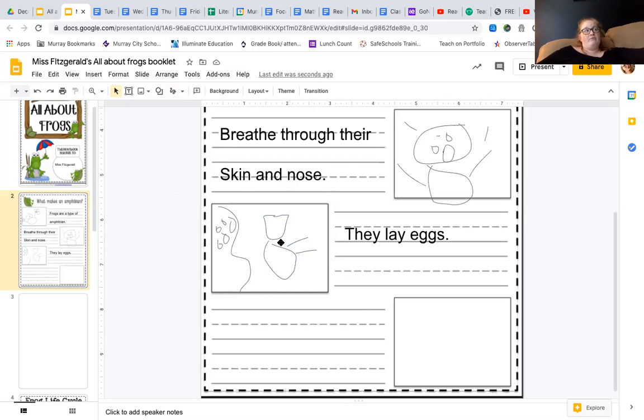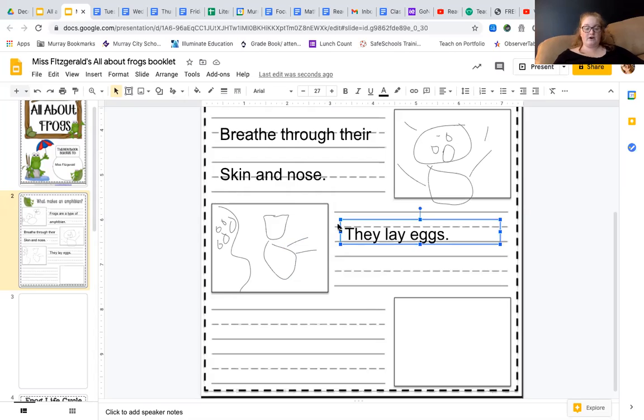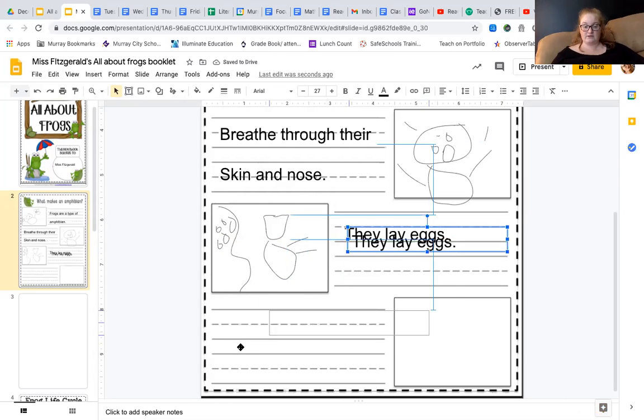Okay, I'm going to give you about 1 more minute to work on this one. They lay eggs. Great, if you need more time, go ahead and pause the video and finish working, and then you can come back. But I think most of us are ready to move on. So we're gonna move on. Remember, if you need some extra time, you can pause the video. That's always an option when we're doing video learning.